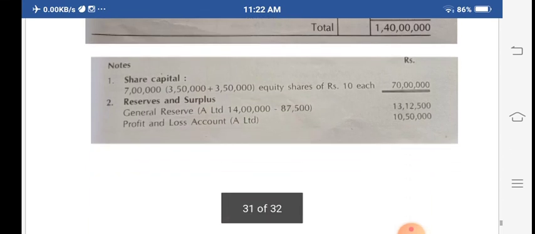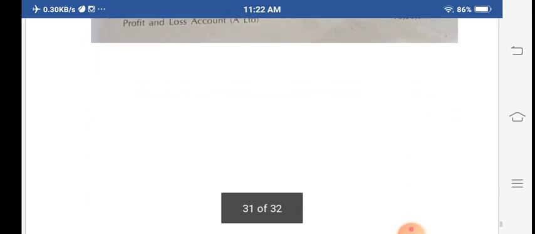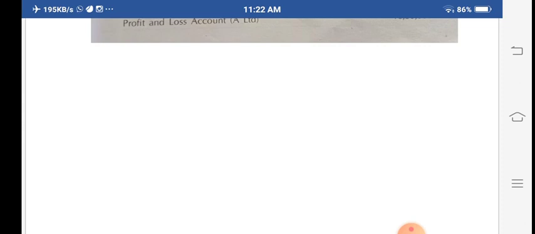In the next class we will see the purchase method, how to pass the journal entries under the books of the transferring company, meaning A's company, under the purchase method, as well as how to prepare the balance sheet. We will see that in the next class.